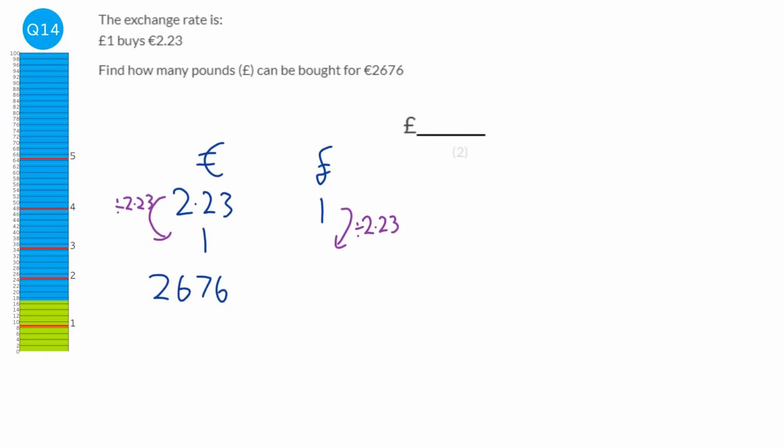And when we do that, we get 0.448 and so on. And then to get from 1 to 2,676, we go times by 2,676 on both sides.